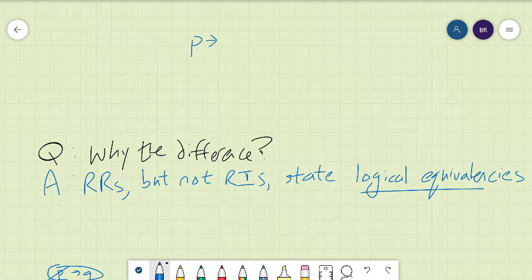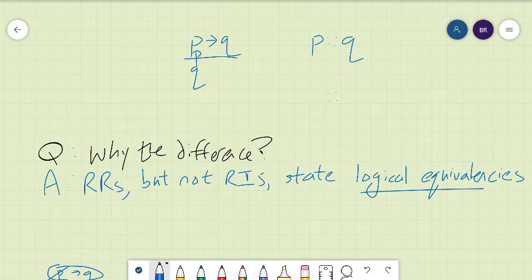Why is this? What's the difference here? Why can rules of replacement, but not rules of inference, be used to break into complex well-formed formula in this way? And the answer is that rules of replacement state logical equivalencies, whereas rules of implication state entire argument forms. So our rules of implication had structures like this. Tells you what you can infer from what, or what validly follows from what.